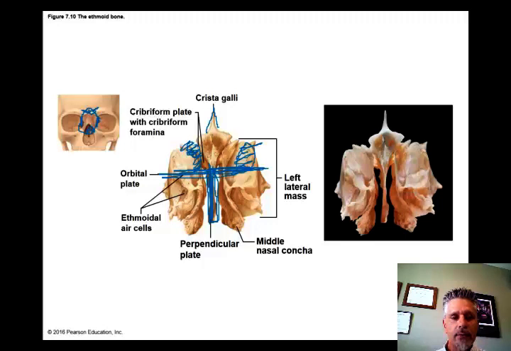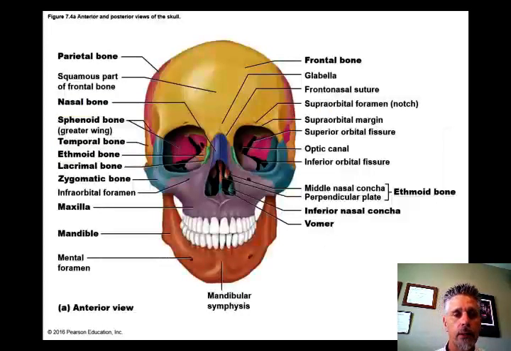In addition to that, we have some little extensions coming off of it called the middle nasal conchae. This is a k sound. So an individual one's a concha, conchae if we're talking about multiple ones. So these extend down into the nasal cavity as well. In addition, there are ethmoid sinuses. So there are spaces within the bone called ethmoidal sinuses that we'll see if you have the cut that's just right. So again, we can see some little windows of the ethmoid bone contributing to the ocular cavity here and contributing to the nasal cavity.